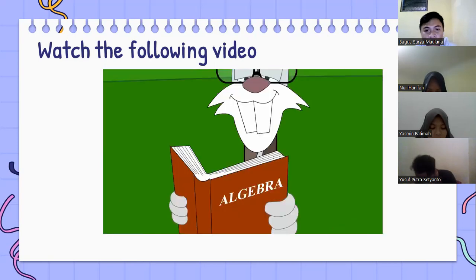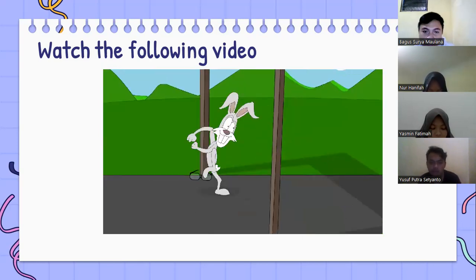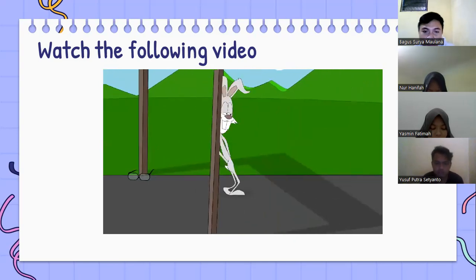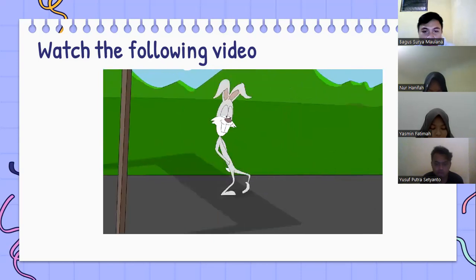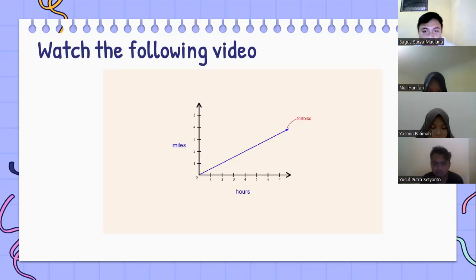4 hours after the race has begun, the hare finally finishes his algebra chapter. Even though the tortoise has obtained a significant head start, the confident hare decides to take it easy, since he knows that even casually strolling at 2 miles per hour, he will eventually pass the tortoise. So 4 hours after the race has begun, the hare is still 0 miles from the starting line. But from this point on, he travels at a constant speed of 2 miles per hour. Since the hare travels at a faster rate than the tortoise, the hare's graph has a greater slope.